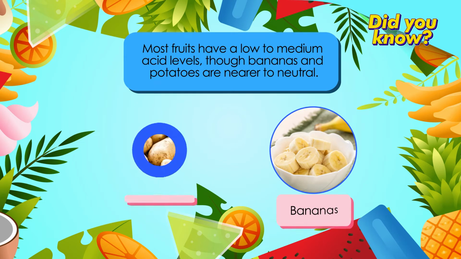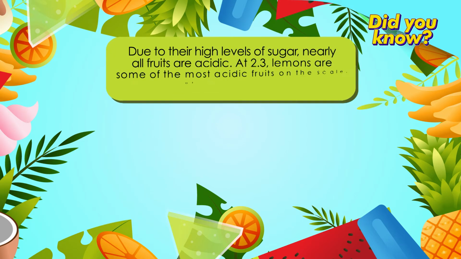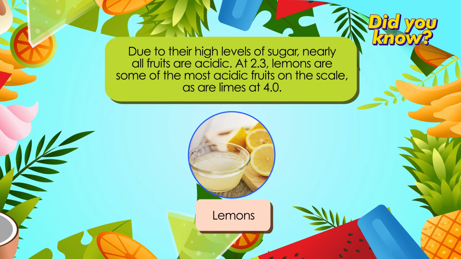Most fruits have a low to medium acid level, though bananas and potatoes are nearer to neutral. Due to their high levels of sugar, nearly all fruits are acidic. At 2.3, lemons are some of the most acidic fruits on the scale, as are limes at 4.0.